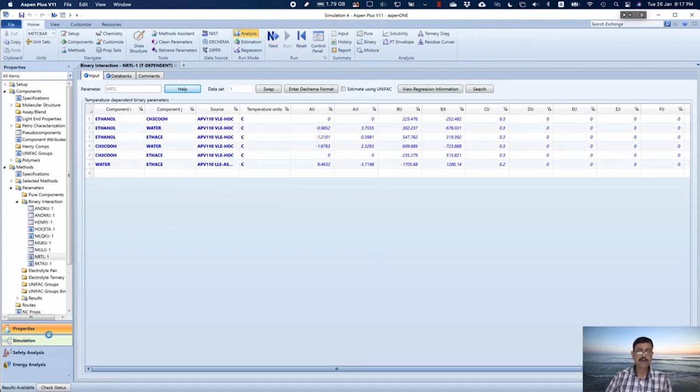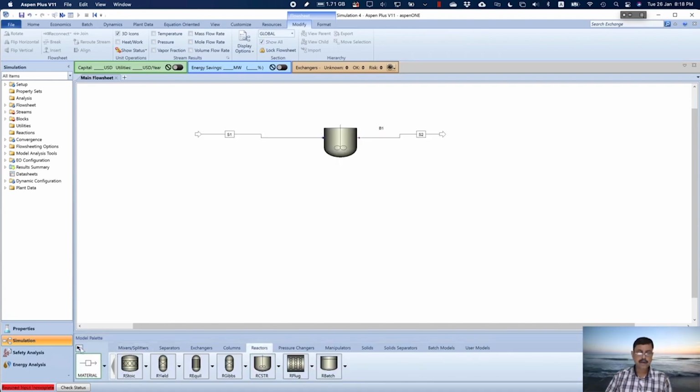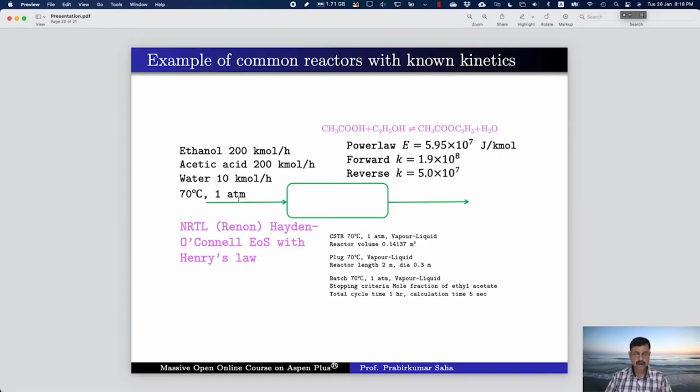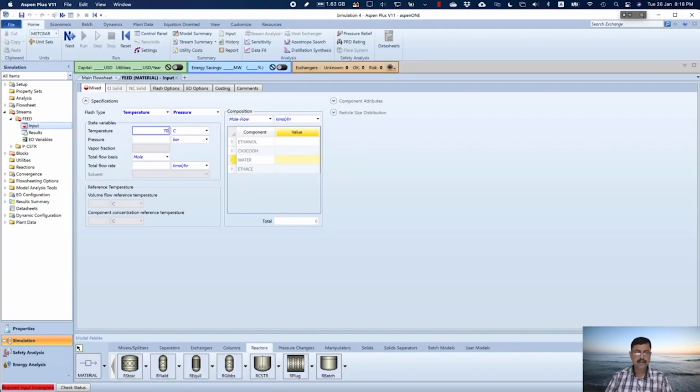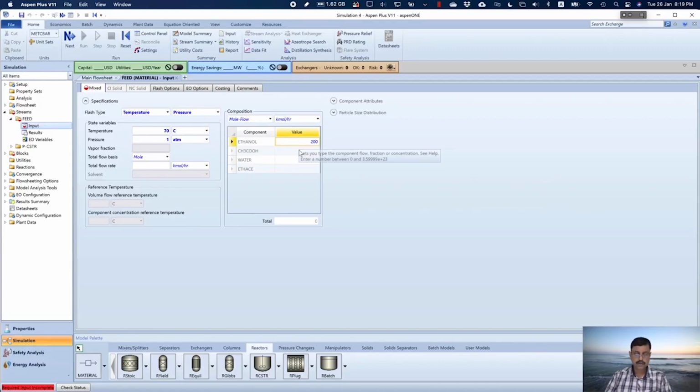Go to simulation block. So let us first take CSTR and the material streams and then rename them. This is feed and this is PCSTR, product CSTR. Press next. The temperature and pressure condition, it is 70 degrees centigrade and 1 atmosphere pressure. So 70 and 1 atmosphere. Ethanol and acetic acid 200 kilomole per hour. Water 10 kilomole per hour. So it is 200, 200 and 10. So this is the feed input.